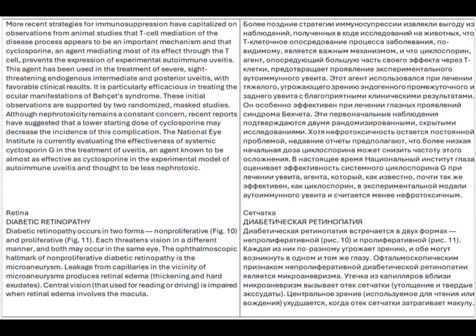Retina. Diabetic retinopathy. Diabetic retinopathy occurs in 2 forms, non-proliferative, Fig. 10, and proliferative, Fig. 11. Each threatens vision in a different manner, and both may occur in the same eye. The ophthalmoscopic hallmark of non-proliferative diabetic retinopathy is the microaneurysm. Leakage from capillaries in the vicinity of microaneurysms produces retinal edema, thickening, and hard exudates.